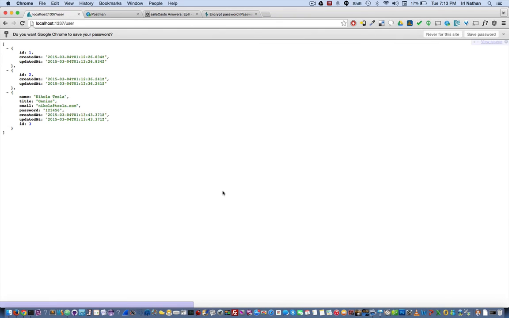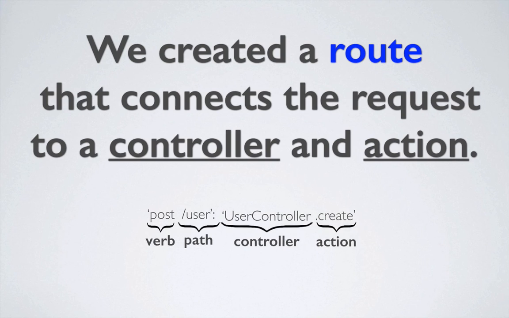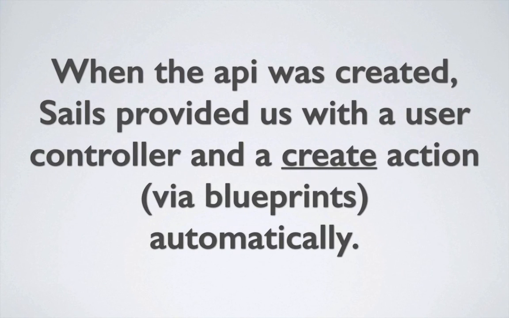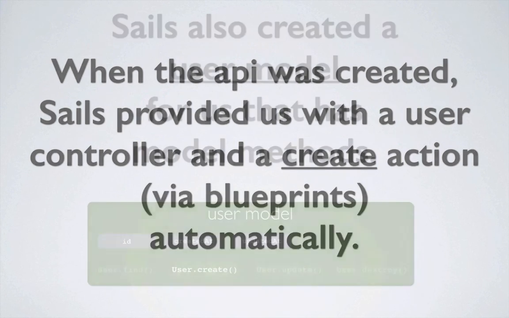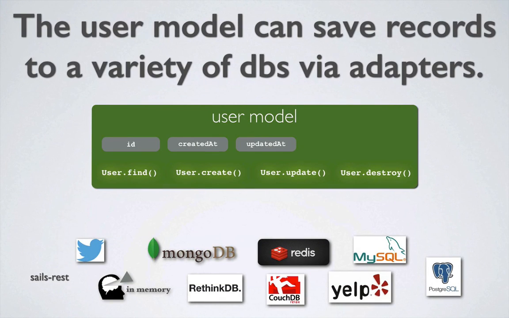So briefly, I want to go over what we've done. We created a route that connects the request to a controller action. When the API was created, Sails provided us with a user controller and a create action via blueprints automatically. Sails also created a user model that has methods like create, find, update, and destroy. Finally, the user model can retrieve and save records from a variety of different databases via adapters. In the next episode, we'll transition from Sails blueprints to our own custom action.